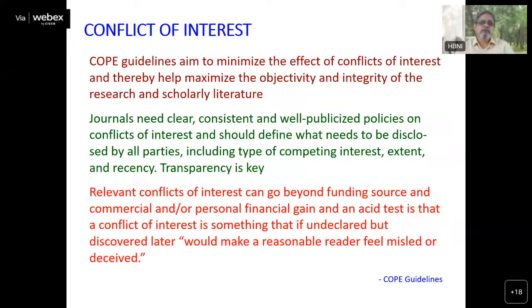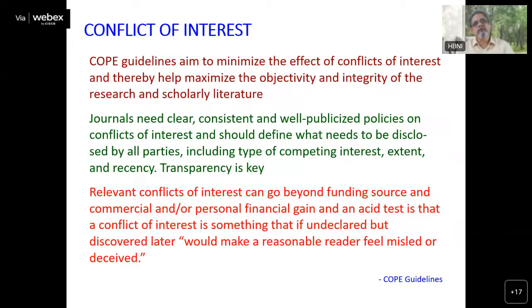Okay. So this has to be disclosed by all parties, including the type of the competing interest, what is the extent, and the recency of this competing interest. So how recent is this competing interest? So in all this, the transparency makes a lot of difference.